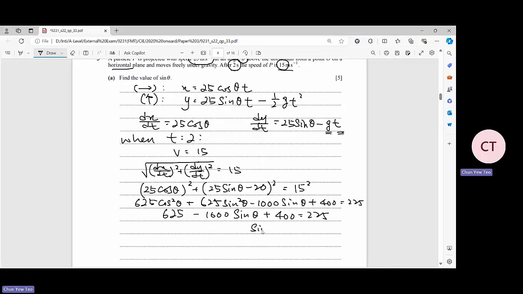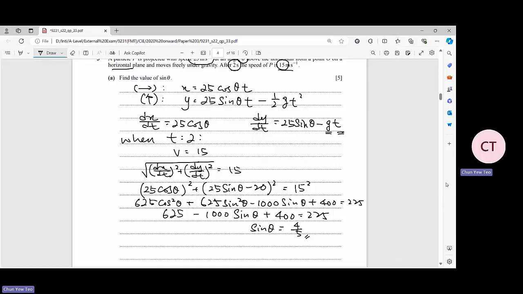At the end, for sine theta, just use your calculator. Need to write properly. So your sine theta, if you use the calculator to simplify it, you will get 4 over 5. Done for part A.